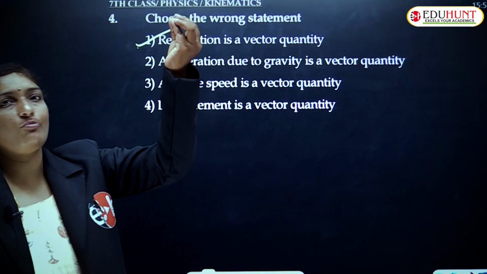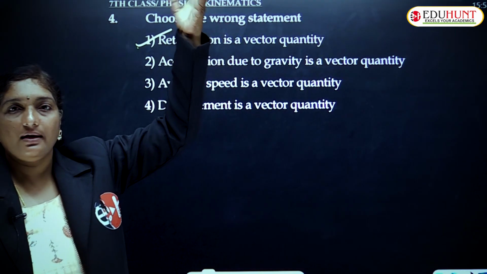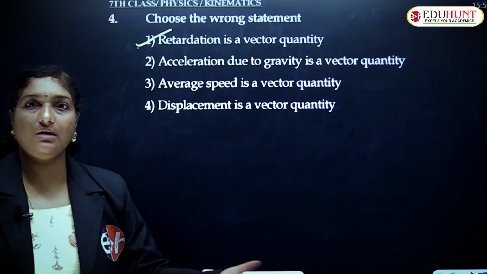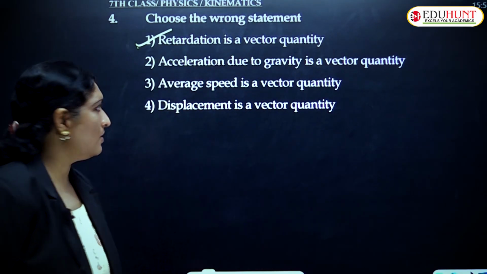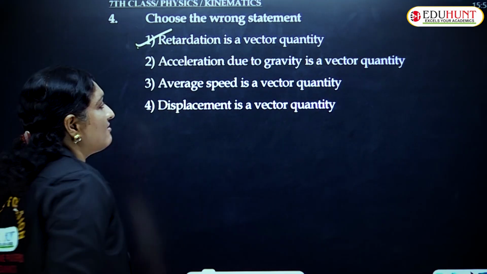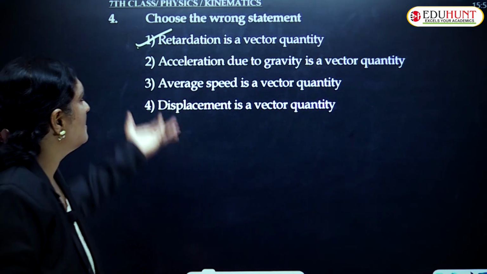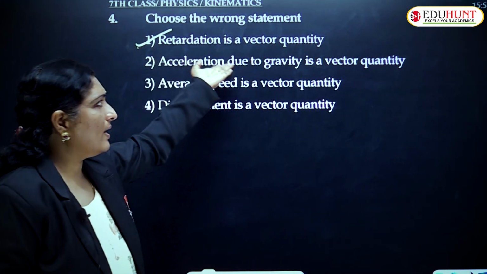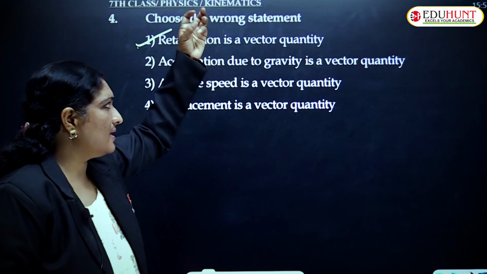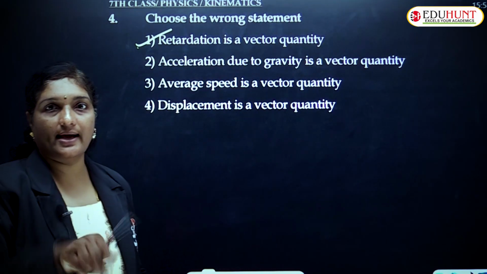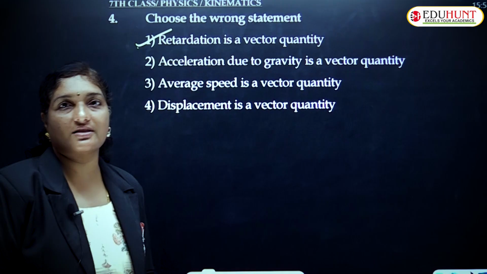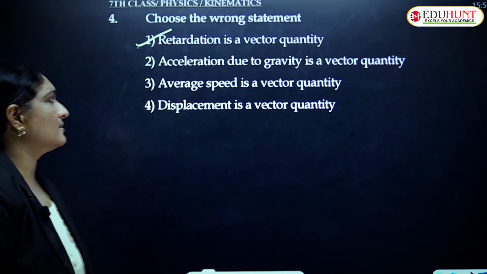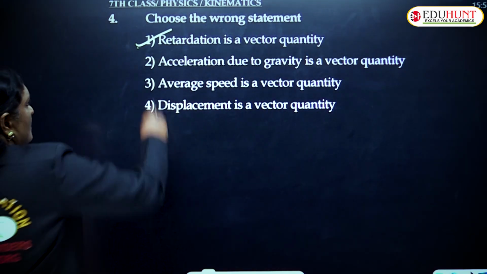Consider that example of the ball. Upward motion, negative acceleration; downward motion, positive acceleration. Acceleration due to gravity is a vector quantity. Of course, in the ball example I just considered, acceleration due to gravity has two different directions, upward and downward. So it is a vector quantity. So this is also true.